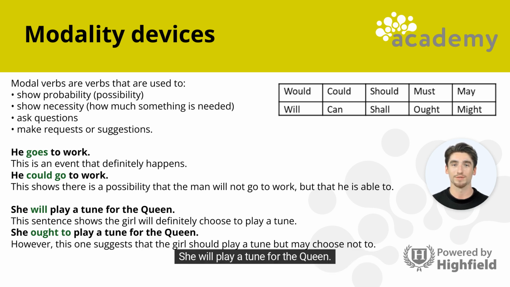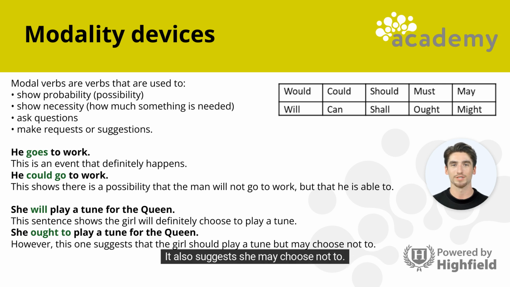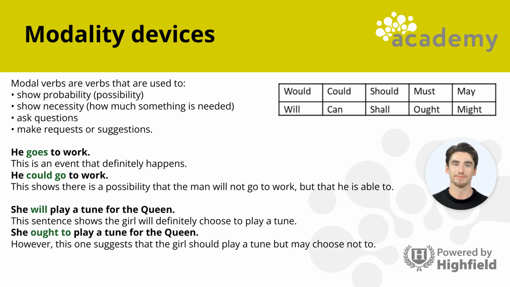She will play a tune for the Queen. This sentence shows the girl will definitely play a tune. She ought to play a tune for the Queen. However, this sentence suggests that the girl is being pressured into playing a tune. It also suggests she may choose not to. It is not a definite event.